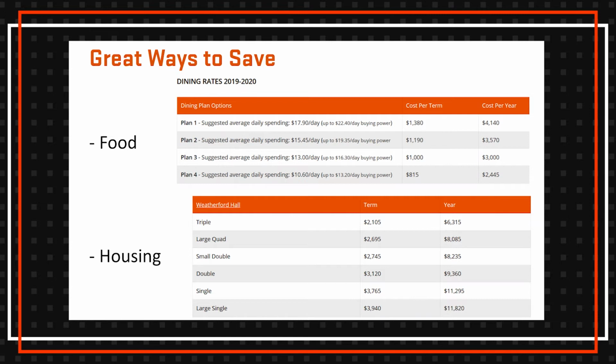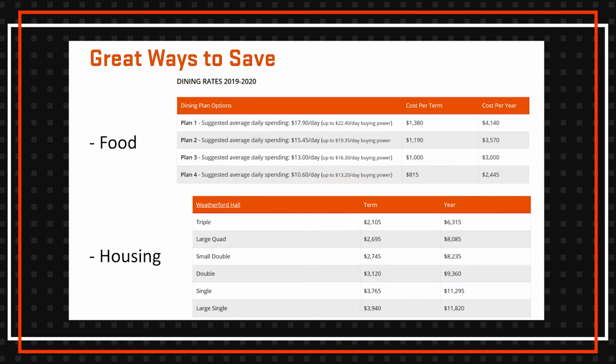And then you see all the way down to a large single room, which is nearly double of what it would be to be in a triple. And so you want to keep in mind what you can afford with your budget and whether or not you need to rethink your housing situation.